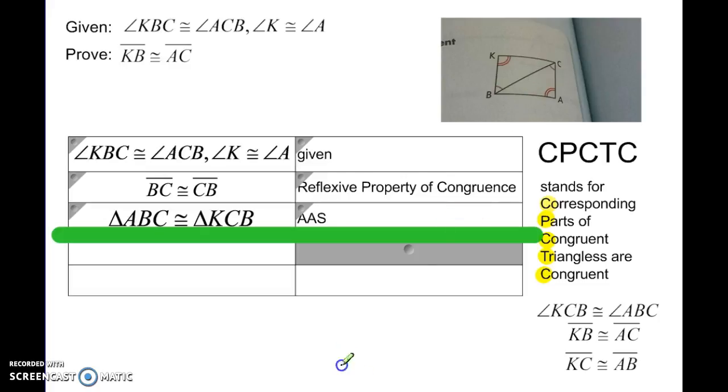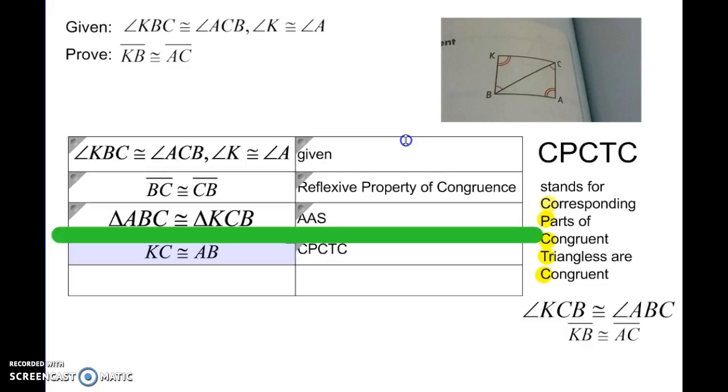So what am I trying to prove? Well, let's go back up here. I'm trying to prove that KB is congruent to AC. So that is my next step in my proof. And I know that because of CPCTC.